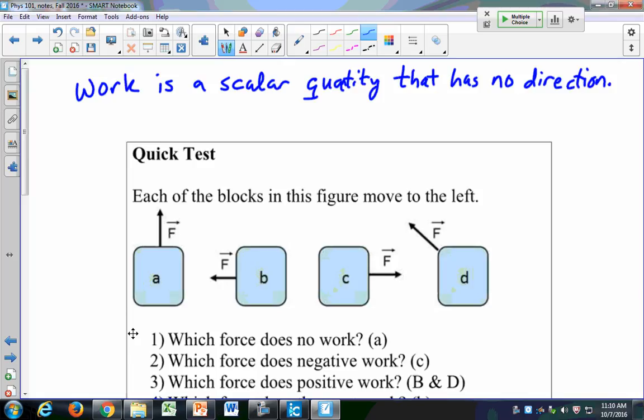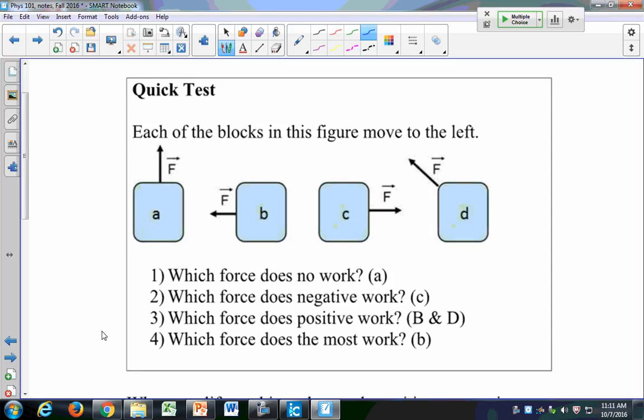Let's look at these questions. Unfortunately, the answers are on here, because every year I forget to take these off. But with these forces, which one does no work at all? What's the answer? It's A, right.